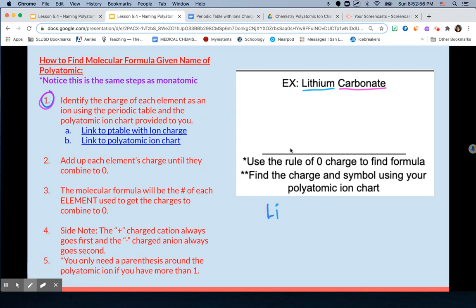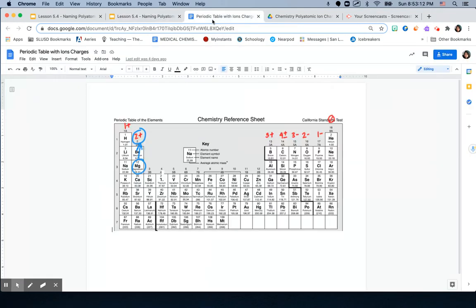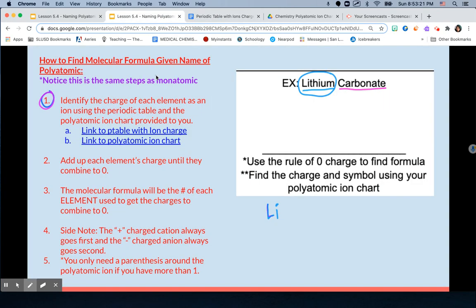And if you can't tell that it's a regular element, in general, the first element is usually a regular element or a monatomic ion, your usual ions that we've been practicing, right? Okay, so clicking onto the regular periodic table, I'm going to look for lithium. Here it is. Its charge is 1 plus. Right? So lithium is going to have a charge of 1 plus.